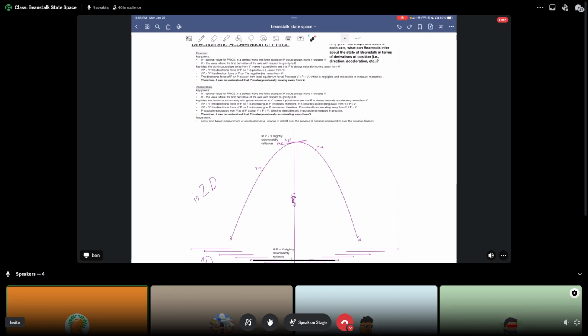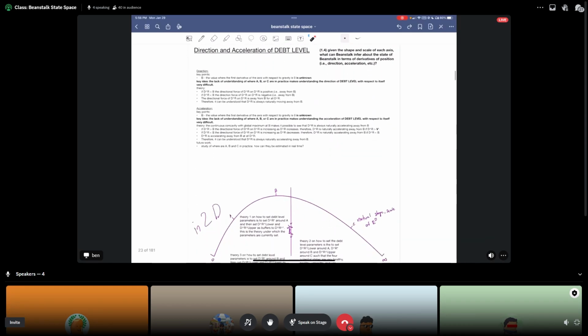And then in terms of acceleration, the more P increases above V prime, the more positive force there is. So there's acceleration, and you can see that there's a more and more downward force naturally being applied.